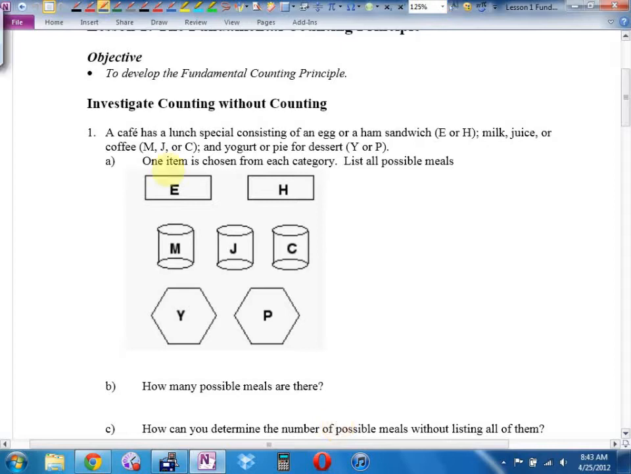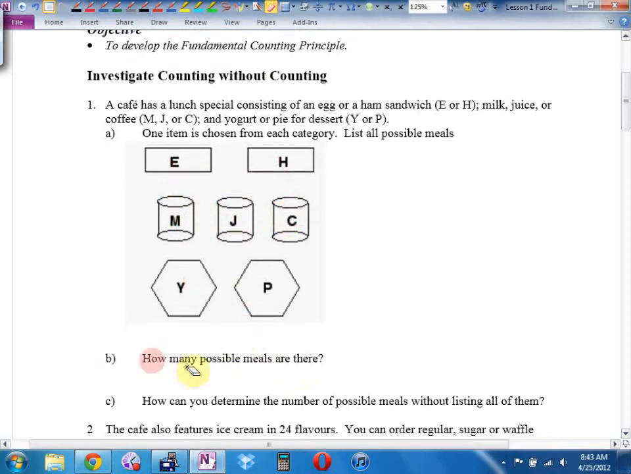I could probably do something like, that's a meal, that's a meal, that's a meal. Follow down the lines, write out the letters, count how many lines there are, and figure out how many meals there are. But I'd like to do it without actually counting. I'm not as much interested in listing all the meals for part A. I'm interested in how many meals are there?